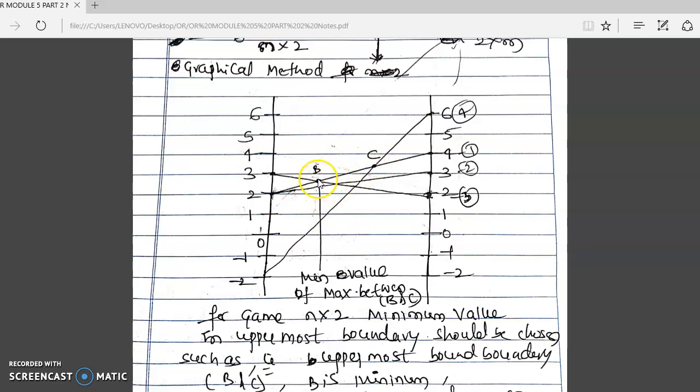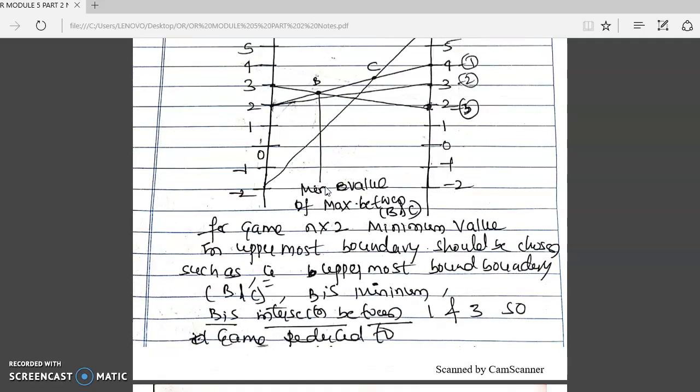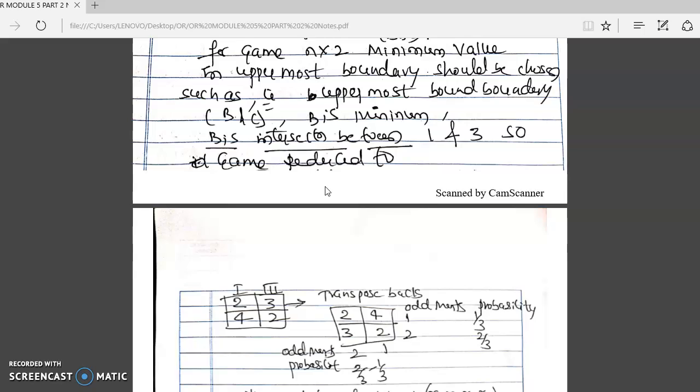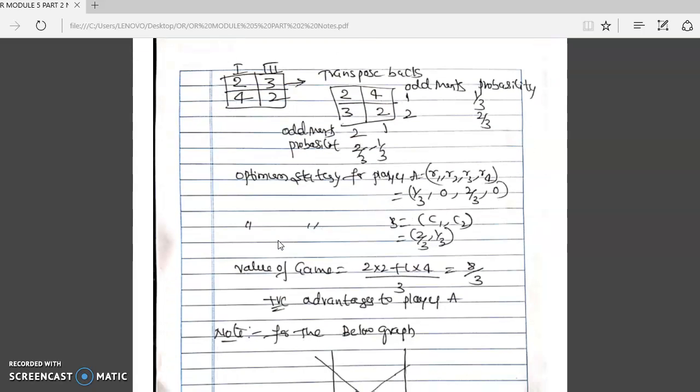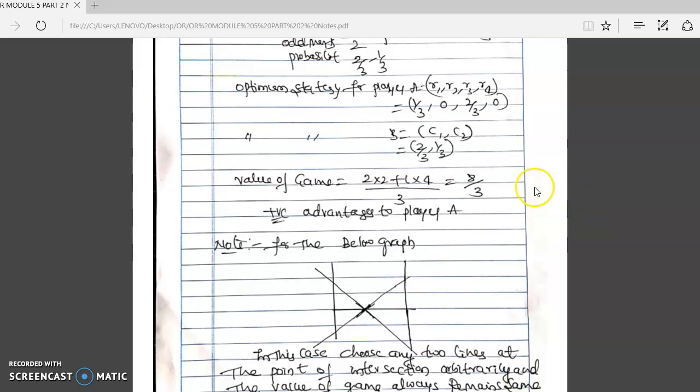This B is an intersection between line 3 and line 1. So we have to consider only columns 1 and 3, and the remaining columns 2 and 4 are removed. After removing columns 2 and 4, the obtained matrix is the 2 by 2 of columns 1 and 3. So apply the arithmetic method and get the answer. We get the answer 8 by 3, so it is advantageous to player A.